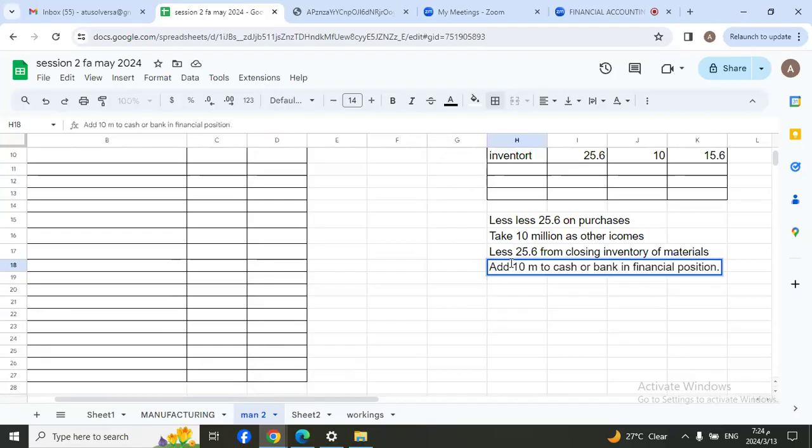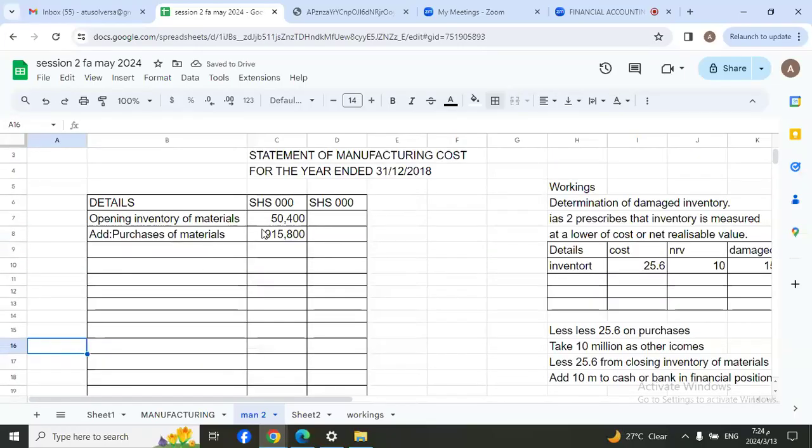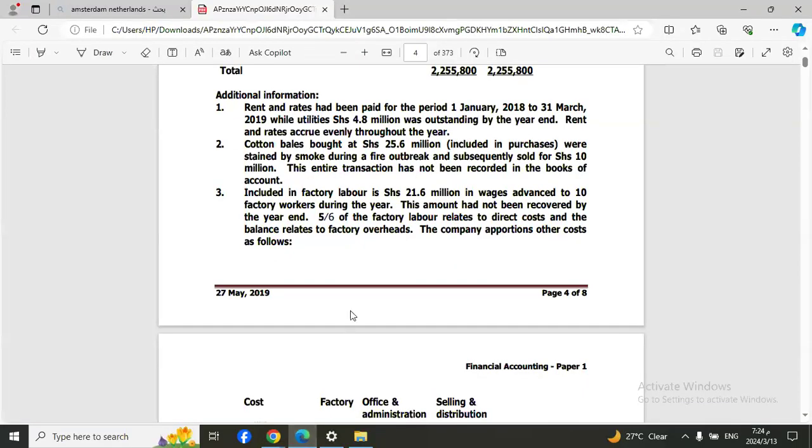So this is what we are going to do. So therefore, look at the purchases that we had bought of 900 and this. We are going to come here, we say less damaged cotton bales. Of how much? It is 25,600 because they're in thousands. So I've also considered my note 2, my note 3.